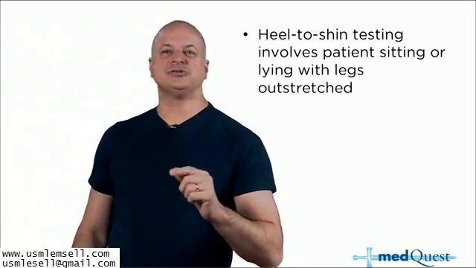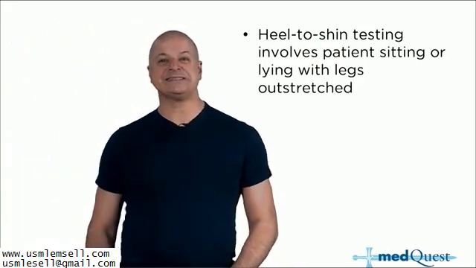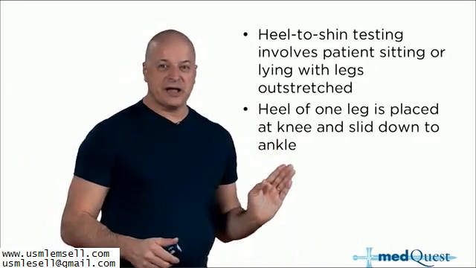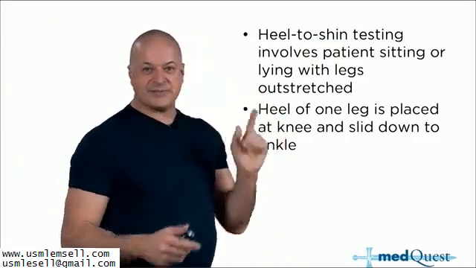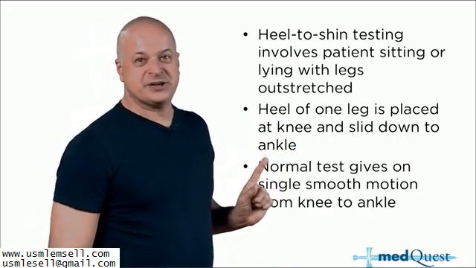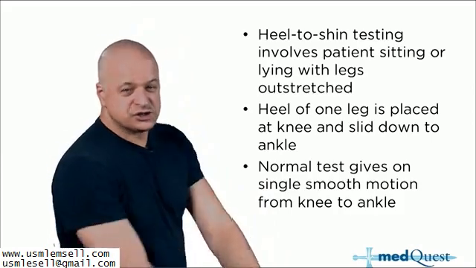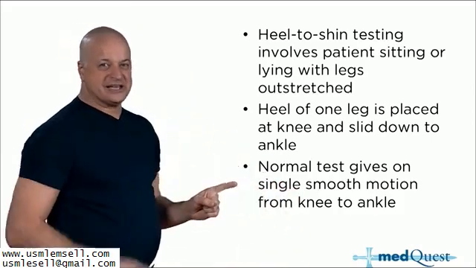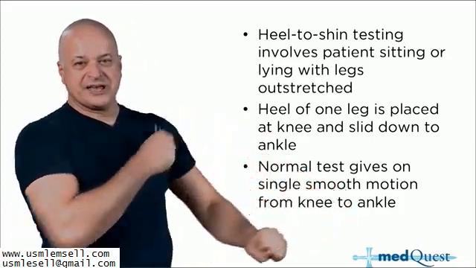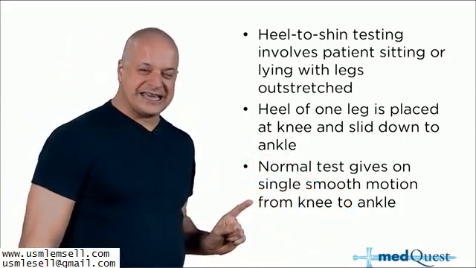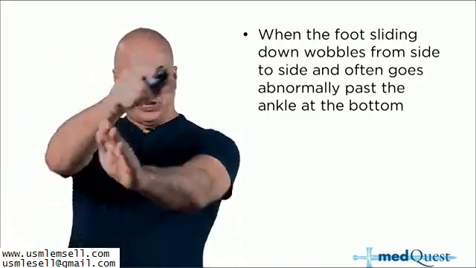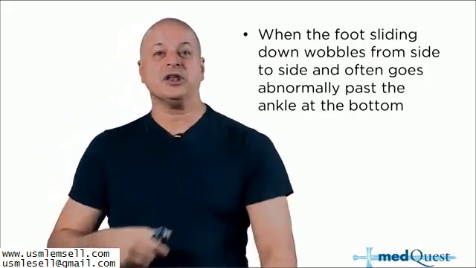So heel to shin involves the patient sitting or lying with legs outstretched. It's a sign of cerebellar disorder, the same as abnormal finger to nose, and it needs an MRI and to be treated like a stroke. You should see one smooth motion with the heel on the shin, from the heel to the knee and back, because it assesses smooth cerebellar function in one movement.